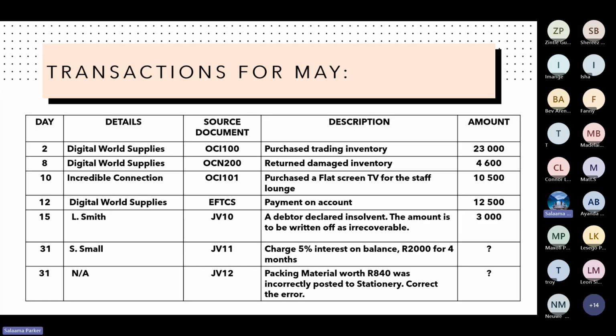So these are my transactions again. I've purchased trading inventory. I returned trading inventory. I purchased a flat screen TV for the staff lounge. I did a payment on my account. And then I have some additional journal entries. A debtor declared insolvent, charged 5% interest on the balance of a debtor, and then packing material worth 840 was incorrectly posted to the stationery account. Correct the error.